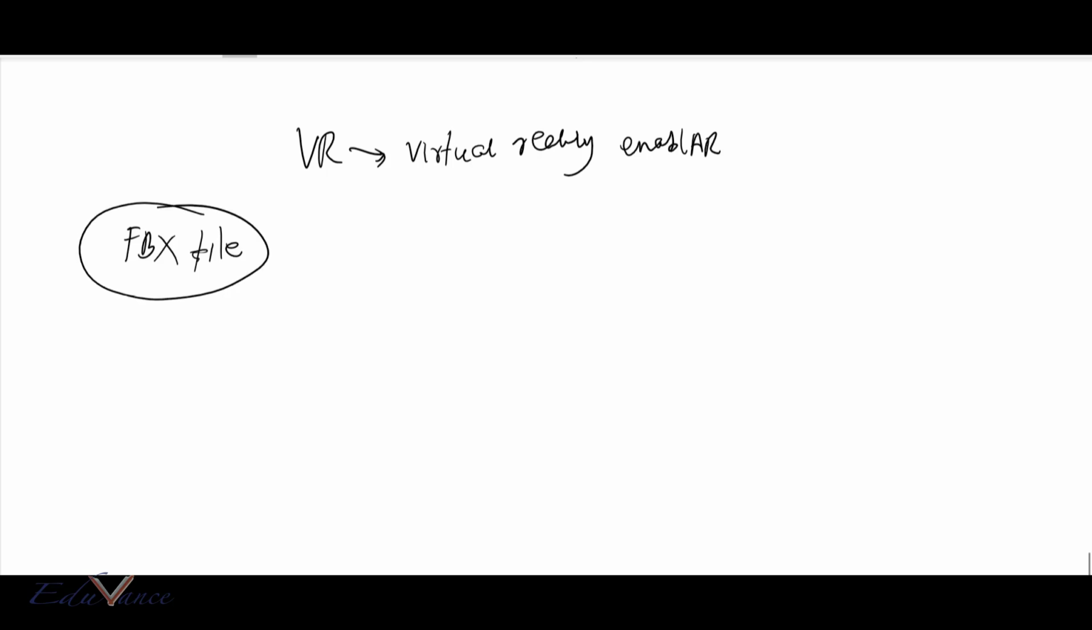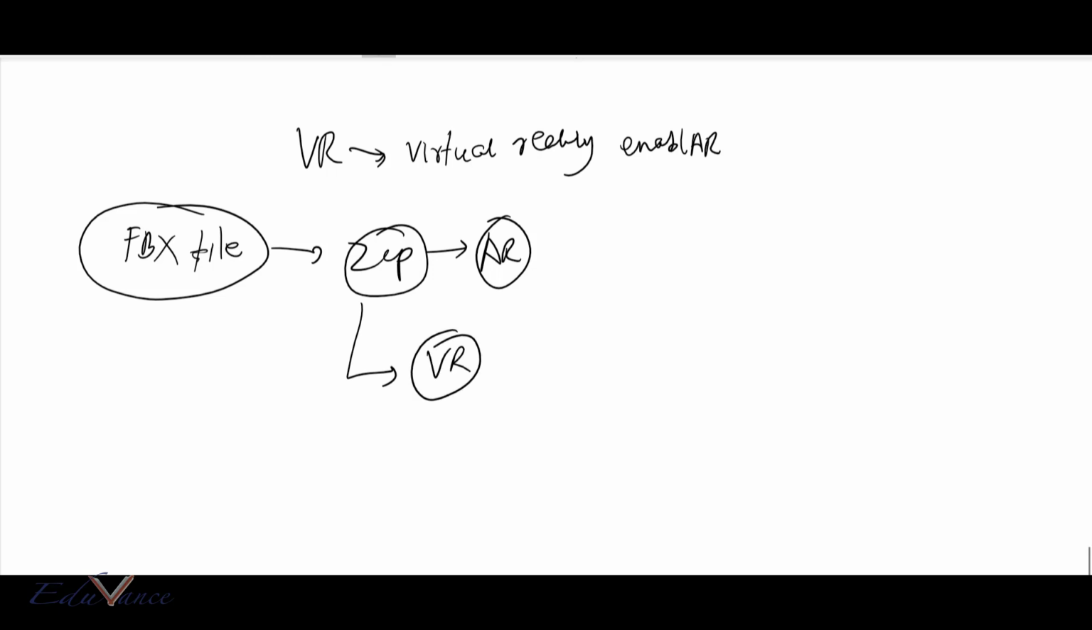In today's lecture, I will show you how to create VR or virtual reality apps using EnablAR. Now, a quick recap. In our previous lecture, we saw how to take an FBX file, which was your 3D model. We put it into a zip folder and then we uploaded it to create an AR app. Now today I'm going to show you how to create a VR app and download it. The process is very simple and straightforward. So let us go ahead.